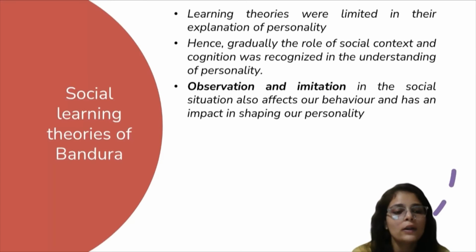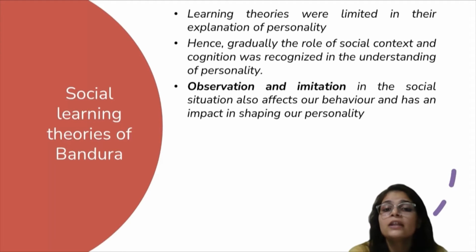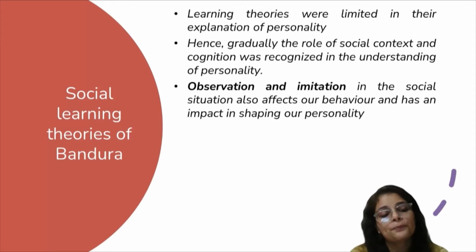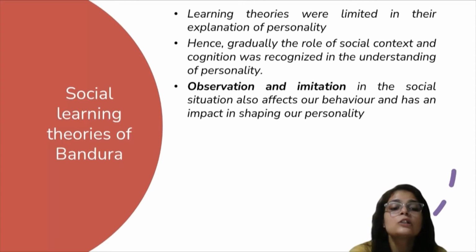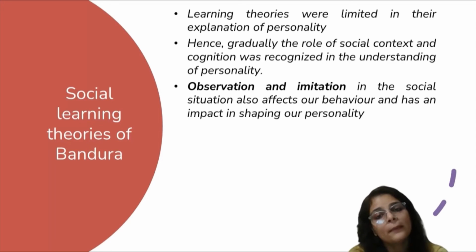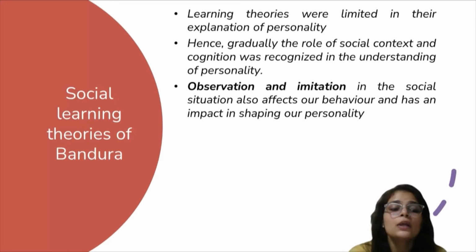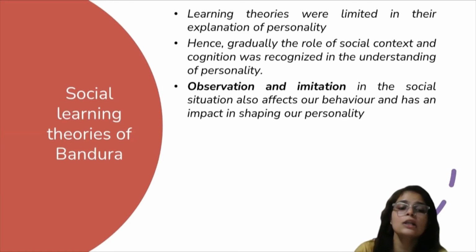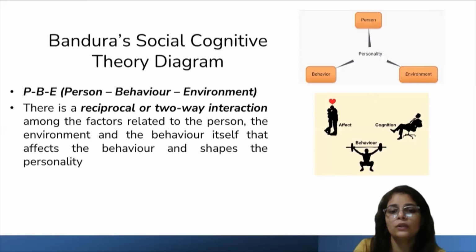Moving ahead, according to Albert Bandura, observation and imitation in any social situation affects one's behavior and hence has an impact in shaping one's personality. The learning theories did not take into account the role of social context in forming one's personality. Hence, Bandura focused on interaction of the individual with the environment. And later on, Bandura introduced the role of human cognition in determining personality. Hence, he renamed his social learning theory as social cognitive theory.